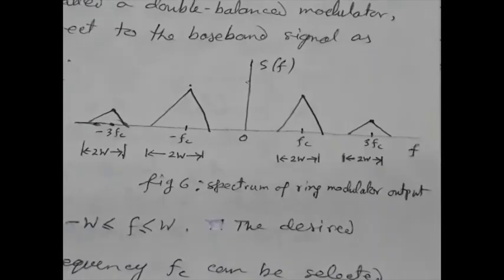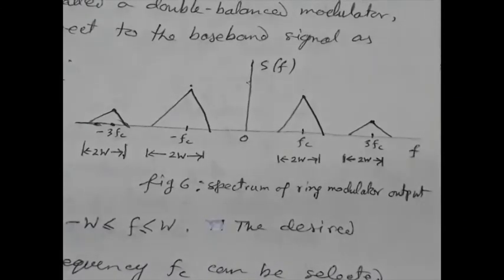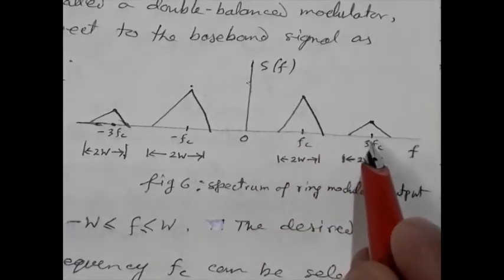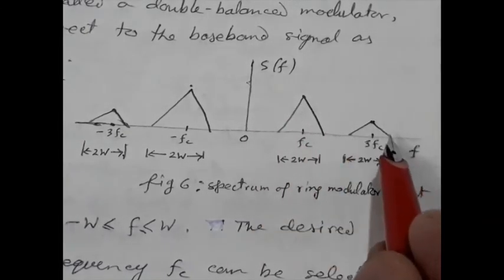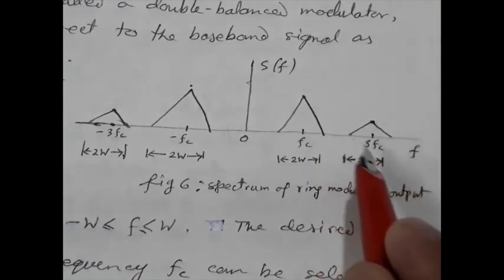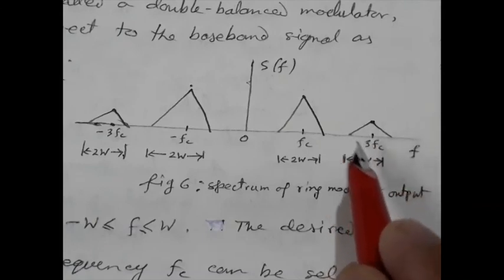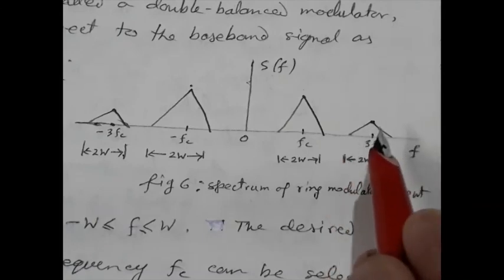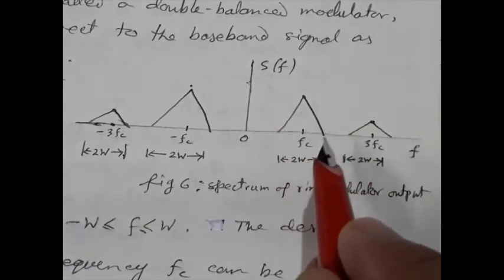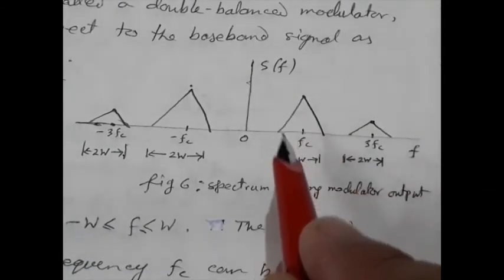So the spectrum of this particular circuit looks like this. This is the fc component, this is the 3fc component. The higher the component, the lesser the power, but you have to eliminate these, otherwise a lot of power will go with the 3fc and 5fc components. So you must have a band pass filter, and the band pass filter will allow only the component around fc.